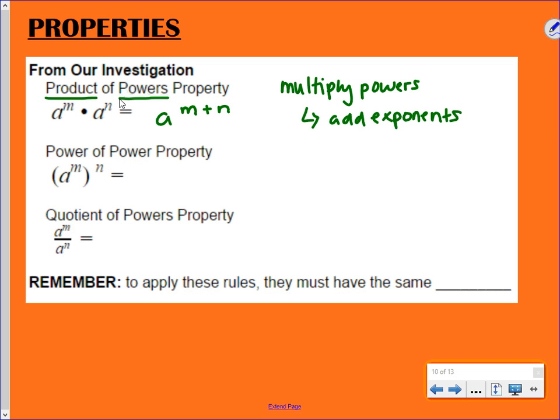Power of a power property. That means we're taking a power and we're raising it to another power. This is when we multiply our exponents. So this would be a to the power of m times n. So this is when we multiply exponents.